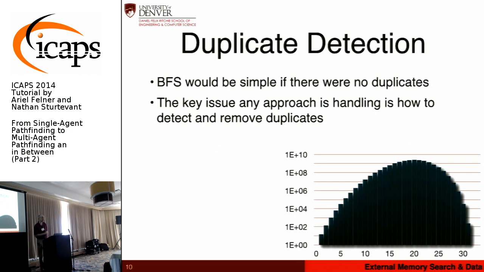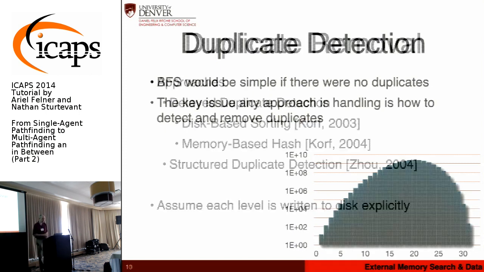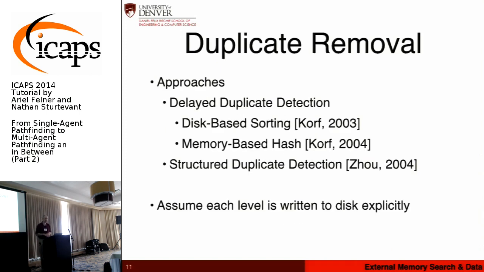Now, it ends up that if there were no duplicates at all, doing a breadth-first search is entirely trivial because you just simply go from one level to the next. You could store it all on disk, and you could just stream off one level, generate the next level, and you'd be completely done. So in practice, of course, this isn't the case, and so there's a number of approaches that have been looked at for removing duplicates. I'm going to go through a couple of these just to give you a sense of what has been done in the past.